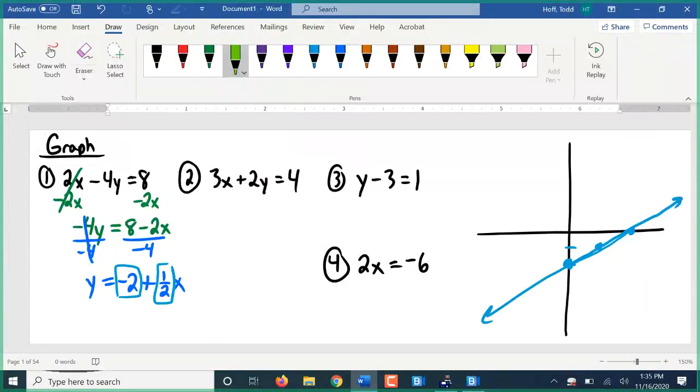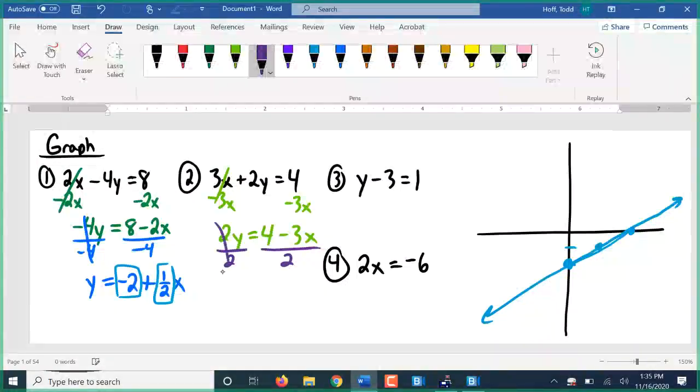For number 2, same thing, we have to get y by itself. Here, y has been multiplied by 2, and then 3x has been added to it. So we're going to start by subtracting 3x. So the 3x is gone on the left side, leaving us with just 2y. On the right side, 4 minus 3x is just that, 4 minus 3x. Now we have to divide by the 2. Get y by itself. So the 2 divides out on the left side, leaving us with y equals.